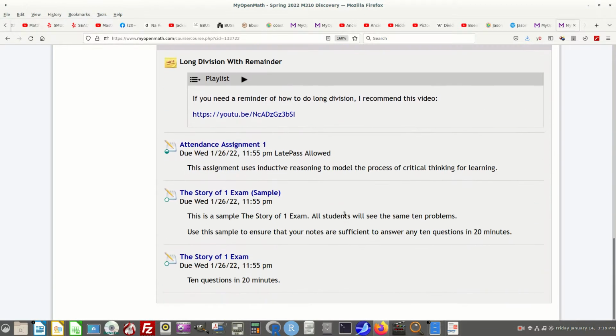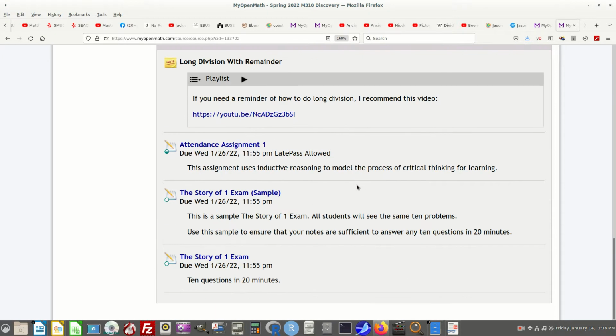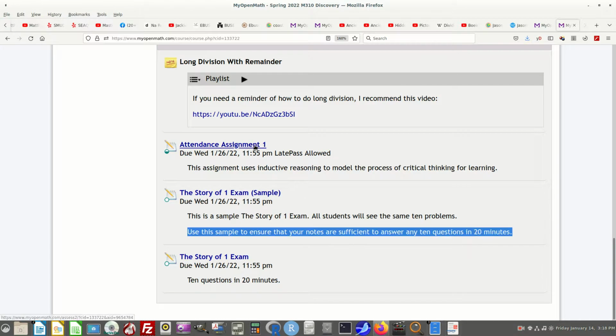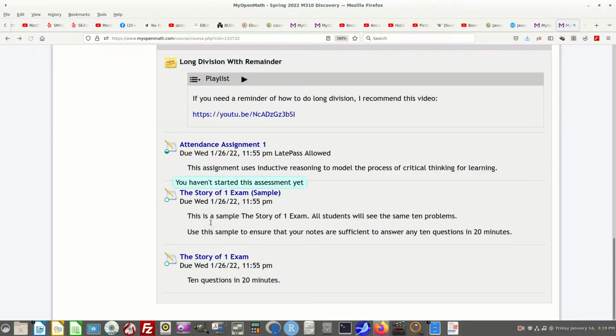And let's see, there is also an exam. The story of one is due on January 26th. So I've got a sample here. Each student sees the same 10 problems. This is timed, unlike the attendance assessment that simply closes with the due date. So if I go into this, I'll have one attempt. I'll have 20 minutes, and there's going to be 10 questions. All of these are taken from the story of one, so that documentary. And then there is the exam itself. Again, 10 questions in 20 minutes.